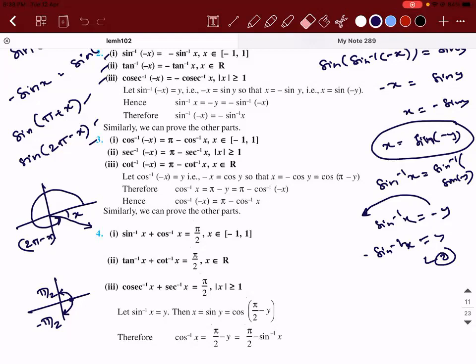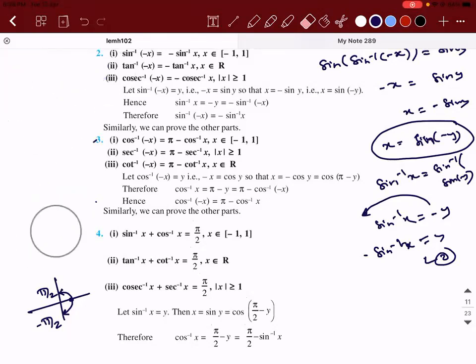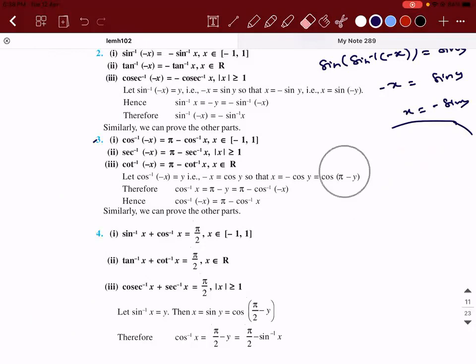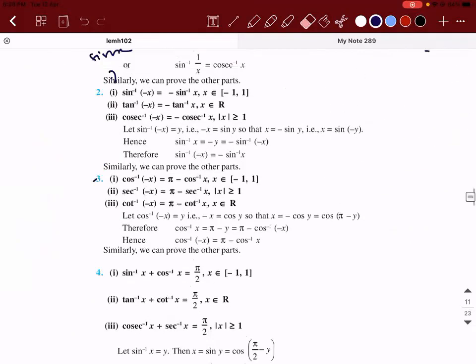Moving on to the next property. So what is the next property telling us? I'm going to the next set, the third set. They're saying cos inverse of minus x is equal to pi minus cos inverse of x.